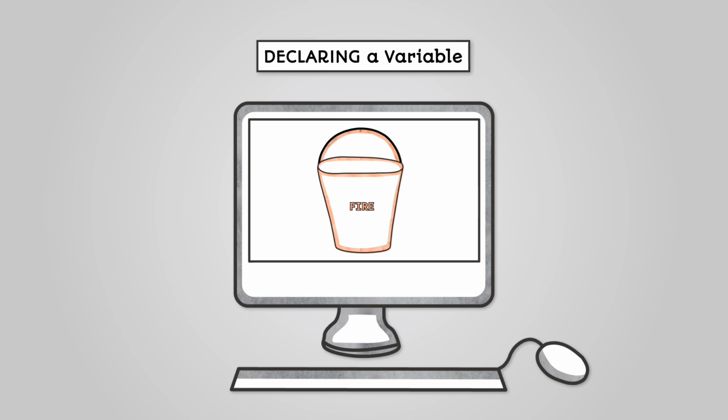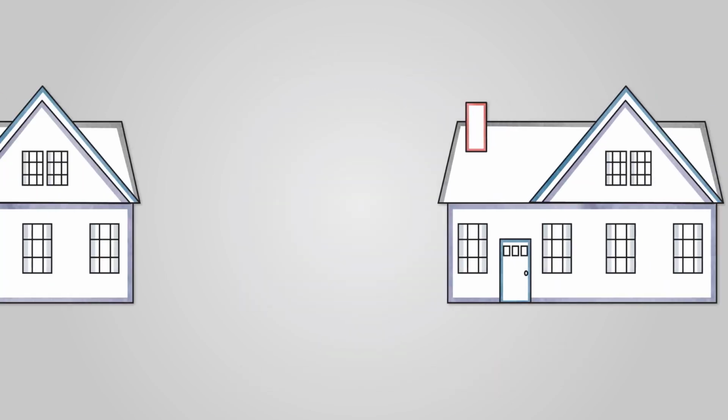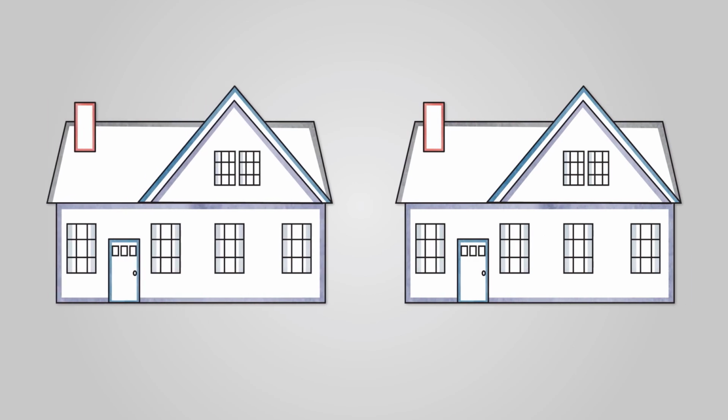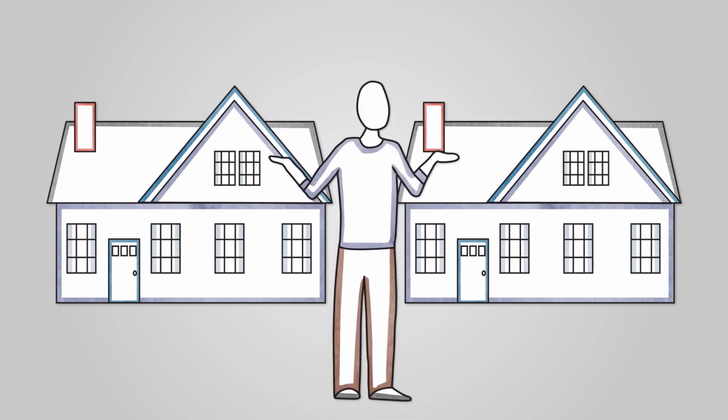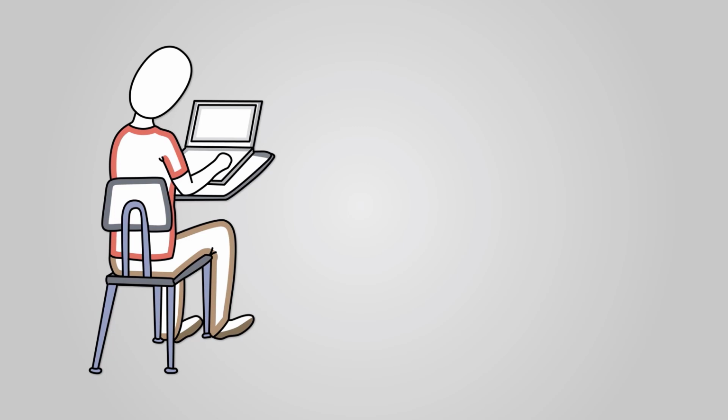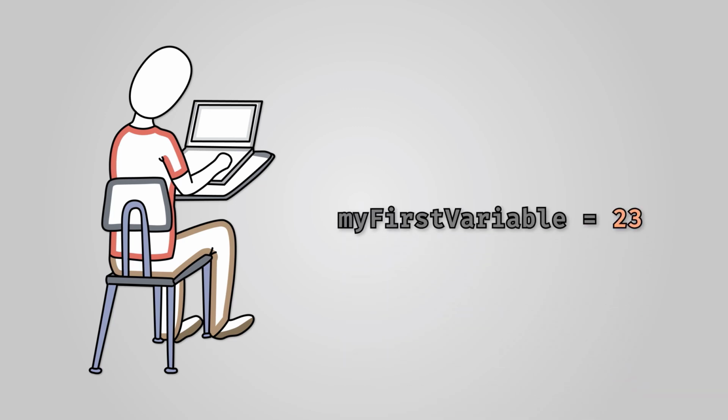Notice at this point we do not have anything in the bucket yet. This comes later. You cannot have two variables with the same name. That would be like having two houses with the same number. You wouldn't be able to tell them apart. In Python, you don't actually need to explicitly declare variables. Instead, a variable is created when you assign a value to it, just like this. The Python program will create an area of memory and an identifier called myFirstVariable, and put the number 23 in the variable. Giving a variable a value is called assignment.